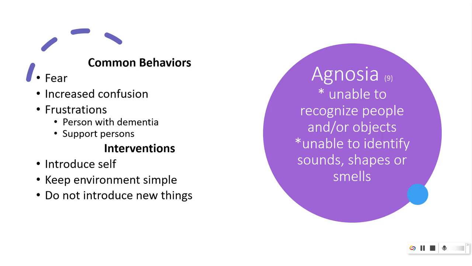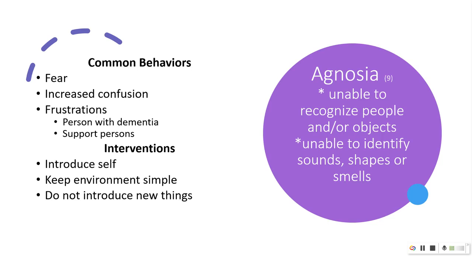So if they can't recognize people, the person who has dementia can become very fearful. I don't know who this person is. They're coming into my room. I don't know them. They keep telling me that they know me, but I can't believe that because I don't know who they are.